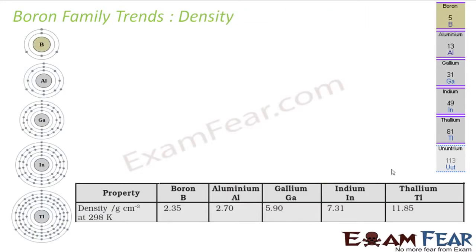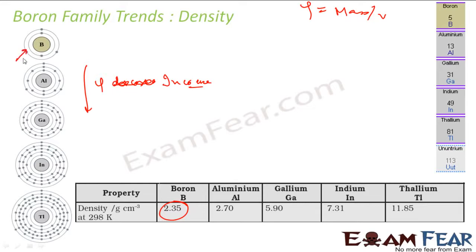Let's talk about the density now. As we go down the group, the density increases. The density of boron is 2.35. It has increased for aluminium, and for gallium all the more.